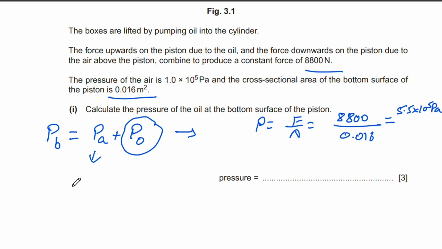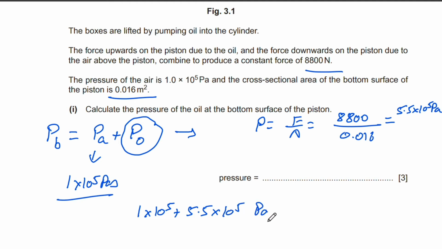Now also there is an air pressure from above. We are calculating PA, the pressure due to the air, which is 1.0 into 10 to the power 5 Pascal. Now we have to add these two. So 1 into 10 to the power 5 Pascal plus 5.5 into 10 to the power 5 Pascal gives you 6.5 into 10 to the power 5 Pascal. That's the answer.